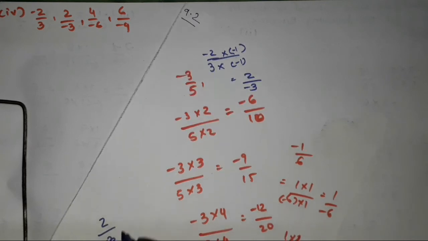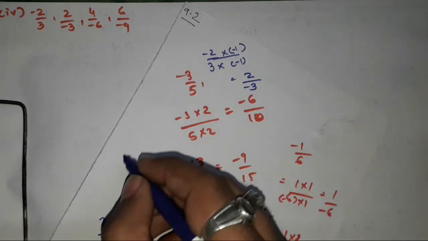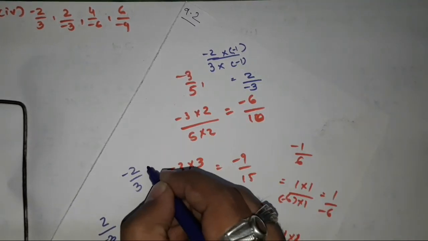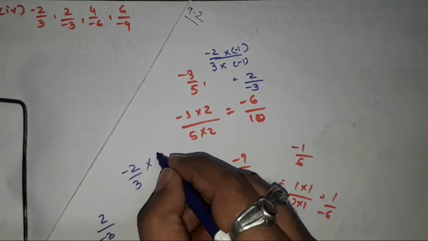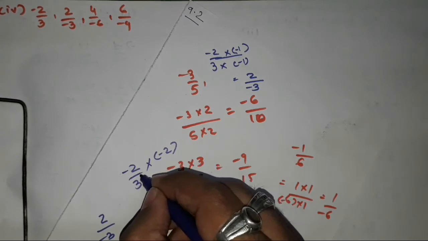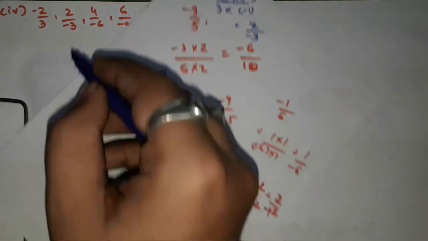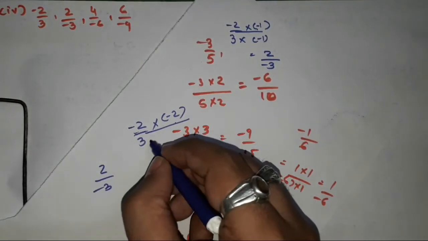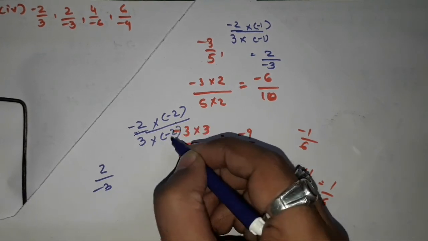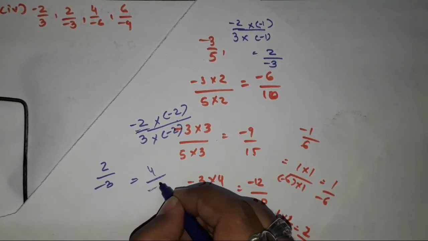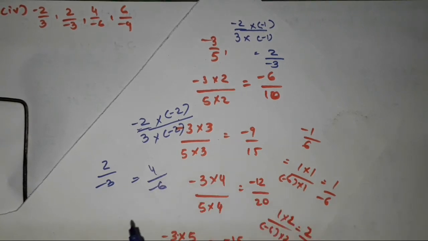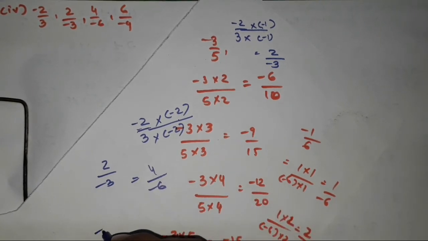So for the next one, the main number is minus 2 upon 3. So the next number is 4 upon minus 6. That means this minus 2 is multiplied with minus 2, because minus minus makes positive 4, and similarly this 3 is multiplied with negative 2. So minus 2 into minus 2 I will get 4 upon minus 6. So the same pattern is continued.